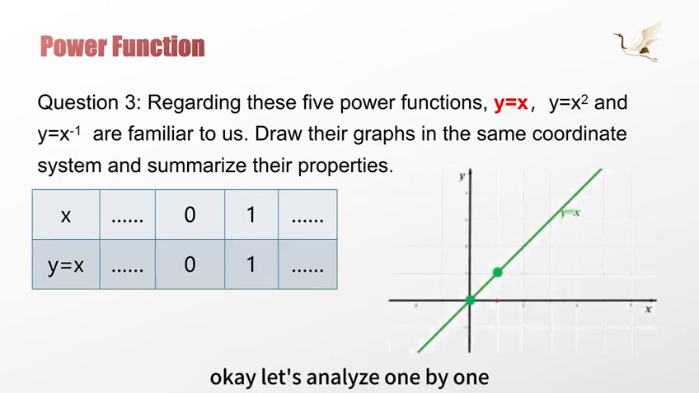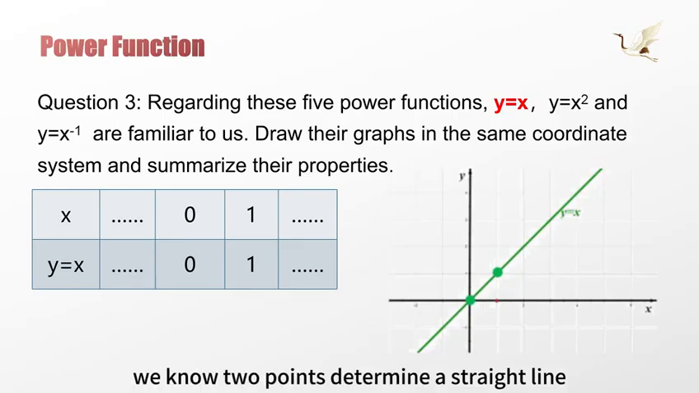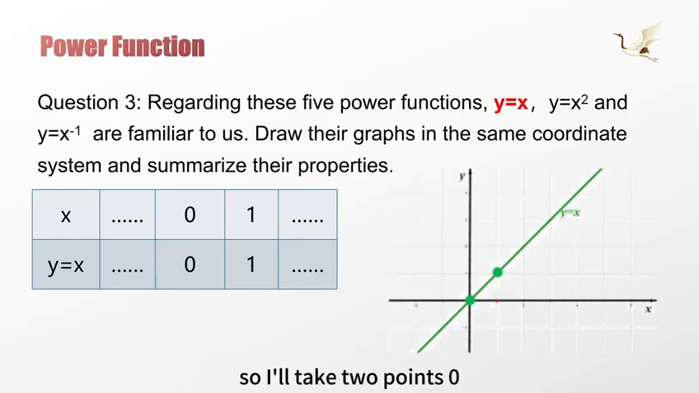Okay, let's analyze one by one. First, let's look at y equals x. This is a linear function, and its graph is a straight line. We know 2 points determine a straight line, so I'll take 2 points: (0, 0) and (1, 1).